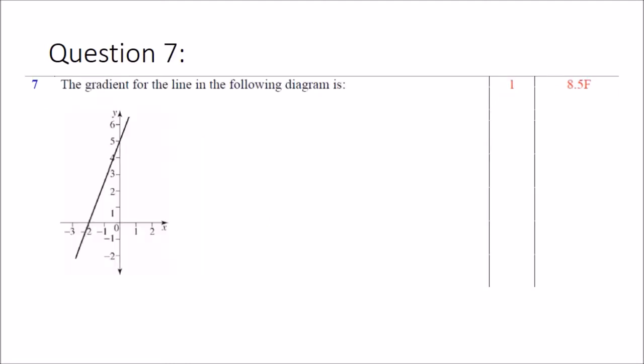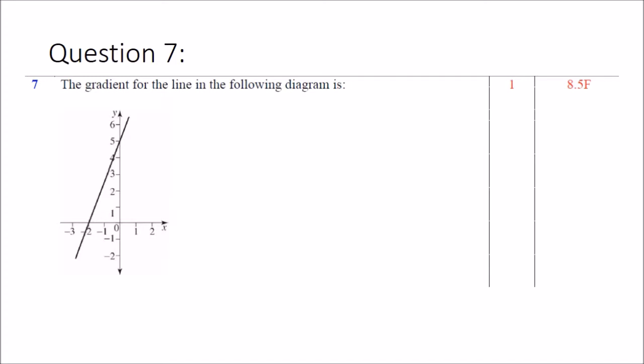Moving on, question 7. So the gradient for the following diagram is. This is asking you to do what you just described in the previous question. Now again, this one was kind of disappointingly badly done. So again, two ways to think about it.